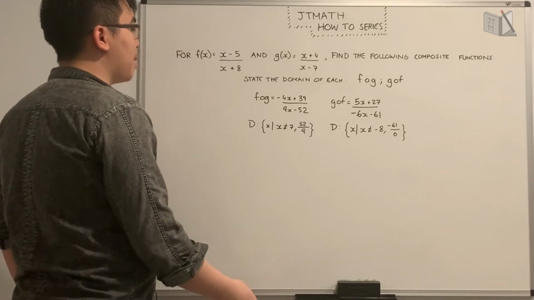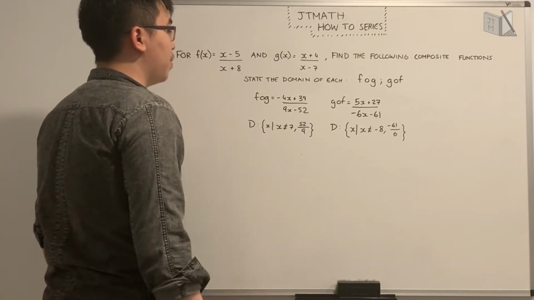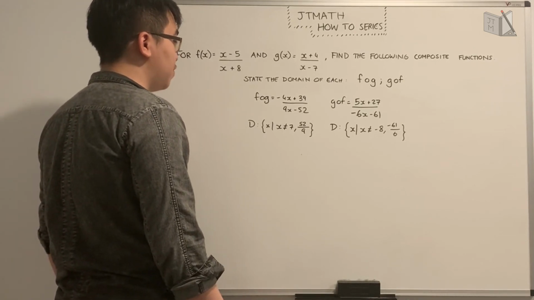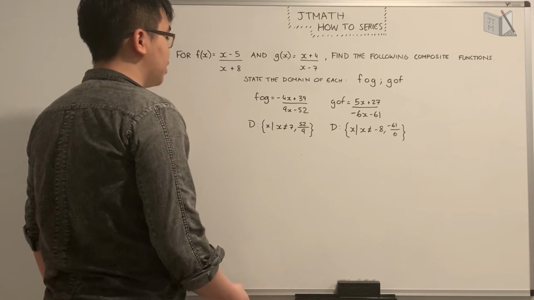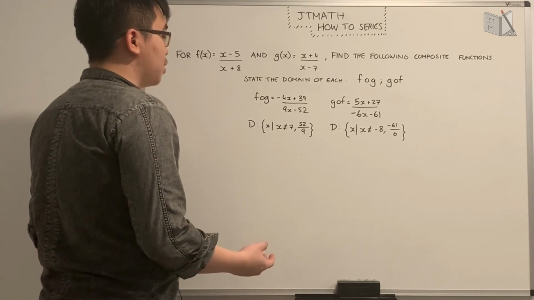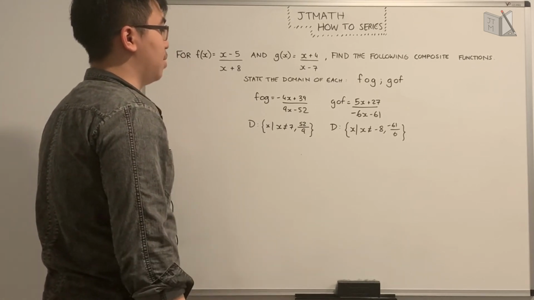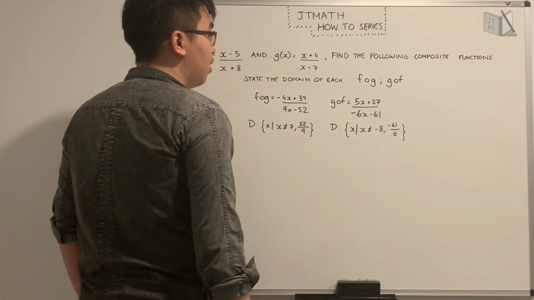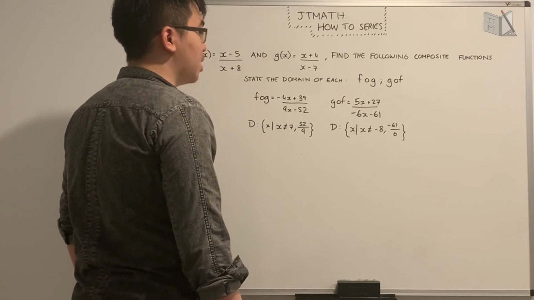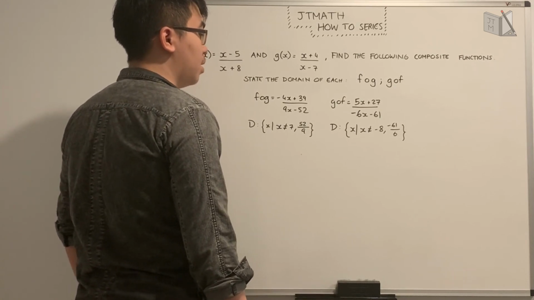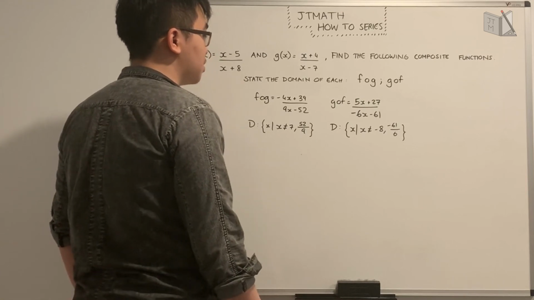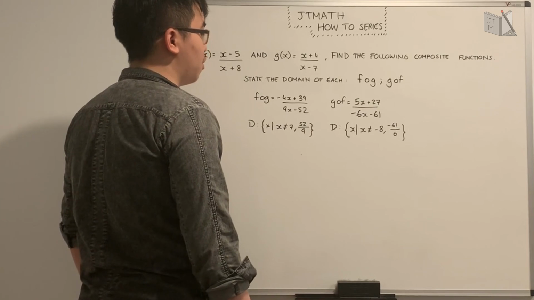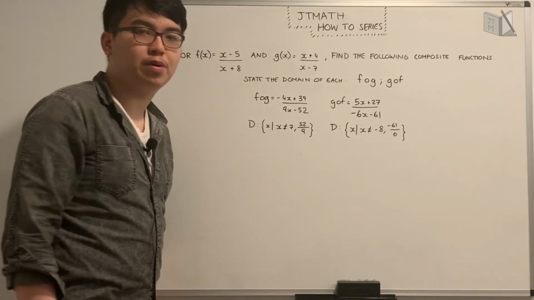So to finally recap on what our final answers are going to be, our f of g function is minus 4x plus 39 over 9x minus 52. And the domain of this function is going to be x is all real numbers excluding plus 7 and plus 52 over 9. Our g of f function is going to be 5x plus 27 over minus 6x minus 61. The domain of this function is going to be x is all real numbers excluding x is minus 8 and minus 61 over 6. This is your final answer.